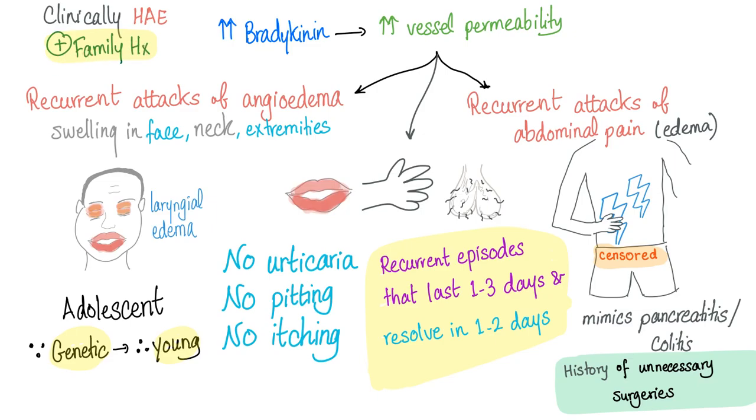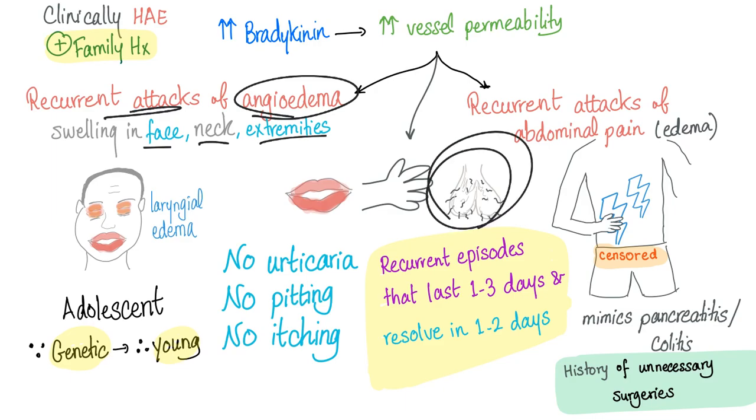Signs and symptoms of hereditary angioedema. Don't forget, there is a positive family history. Not in all cases, but some of them. Bradykinin leading to increased vessel permeability, which will lead to angioedema. It comes in attacks and episodes, and angioedema is swelling in the face, neck, extremities, as well as the genitalia. Recurrent attack of pain, remember bradykinin pain?